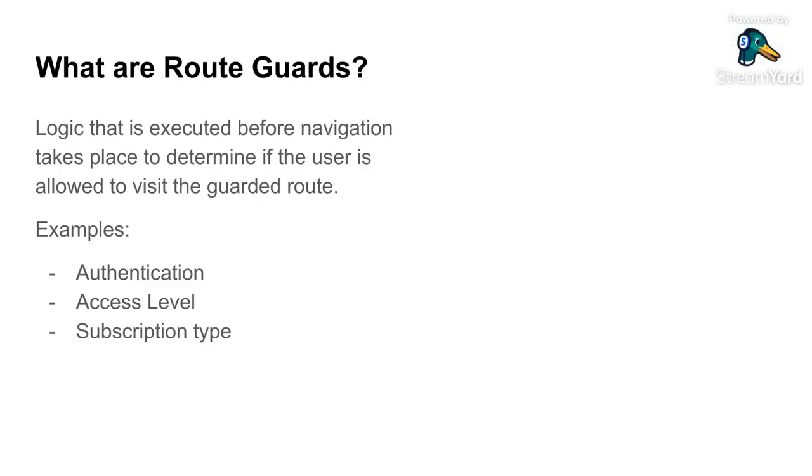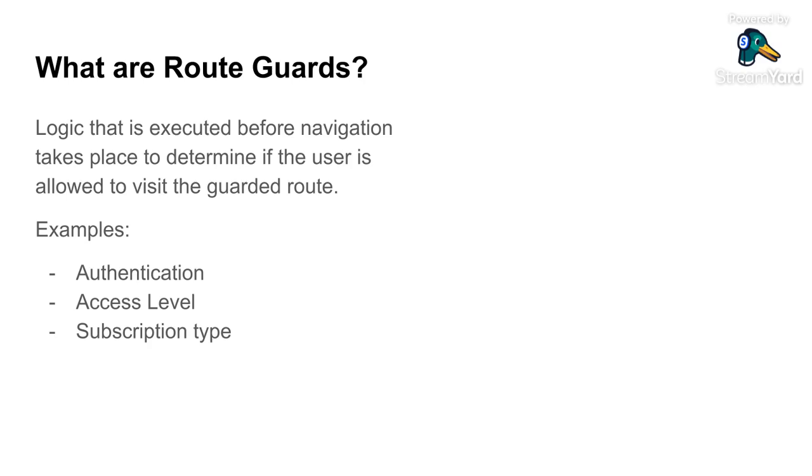So what are route guards? Route guards are basically logic that is executed before navigation takes place to determine if the user is allowed to visit the guarded route. So this means that you can protect your route and limit availability or accessibility based on certain logic. One of the most common examples is authentication.